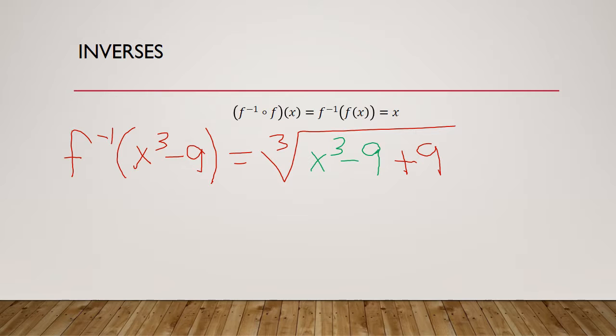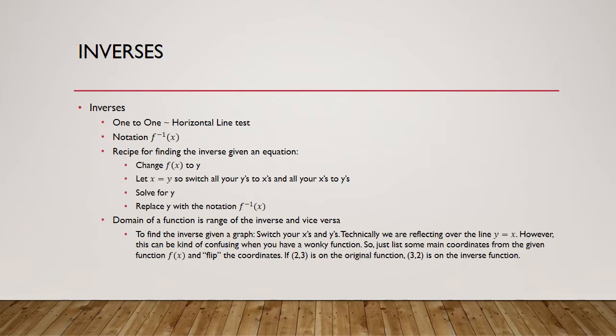And then plus 9. So input plus 9, and then cube root. So now here, plus 9 minus 9 cancel, so I have the cube root of x cubed. And then cube root and cubed cancel, and so I have just x. So it turns out that these two functions are inverses of each other.